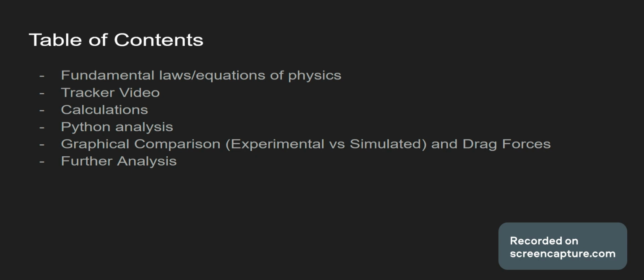So at the end, there are going to be 3 different graphical comparisons: experimental, simulated without drag, and simulated with drag. And then after that, we're going to analyze how the 3 complement or don't complement each other.